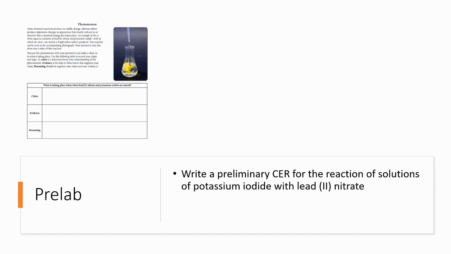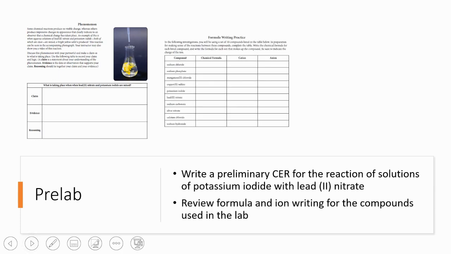Okay. Then what you're going to do is just refresh your memory and review a little bit of formula writing. So you're going to take the compound by name and write out the chemical formula, and then also write out what the cation is and what the anion is. And this is for the set of solutions that we will be using to form the reactions to determine the precipitates. What's going to happen tomorrow is I'm going to give you the data, and then you'll be able to find patterns in the different combinations of solutions that we have. Okay, so that is what we'll see tomorrow.